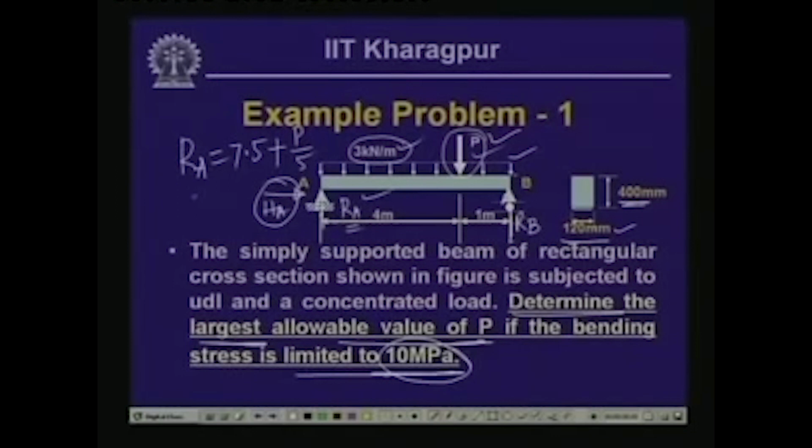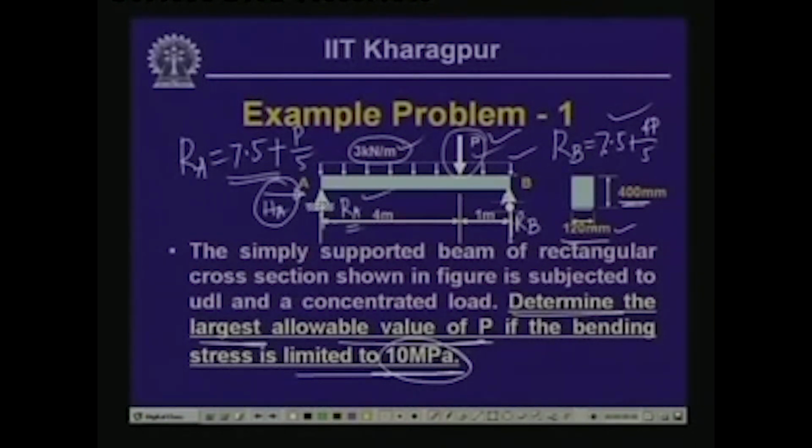Now, Rb correspondingly will be 3 times 5, which is 15, plus P minus 7.5 minus P by 5. So, Rb consequently will be equal to 7.5 plus 4P by 5. So, these are the values of the reactive forces Ra and Rb.